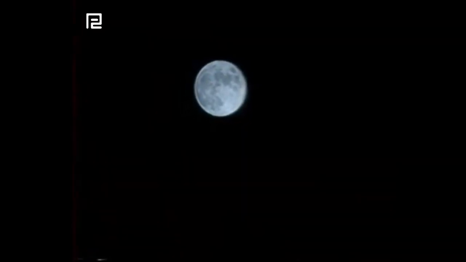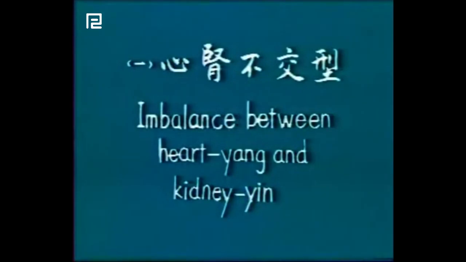Insomnia. Insomnia is usually caused by anxiety, terror, depression, and improper diet, which leads to irritability, neurasthenia, and so on. There are 4 types of insomnia. 1. Imbalance between heart yang and kidney yin.